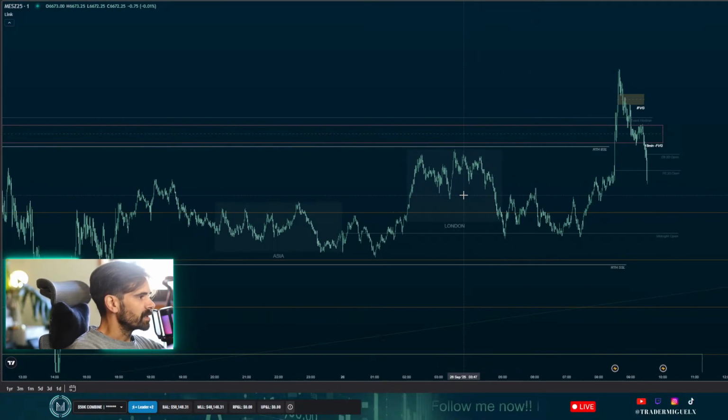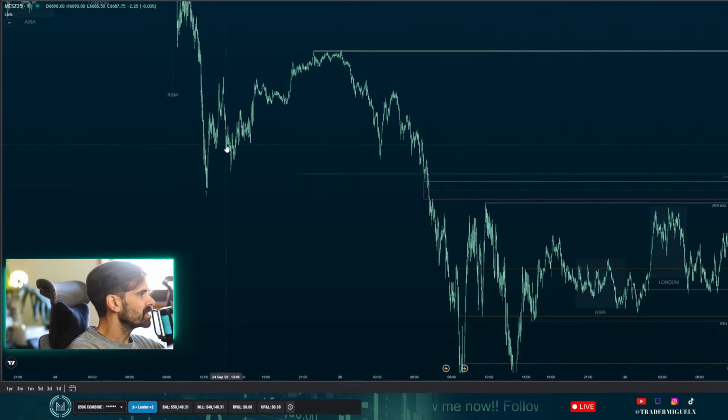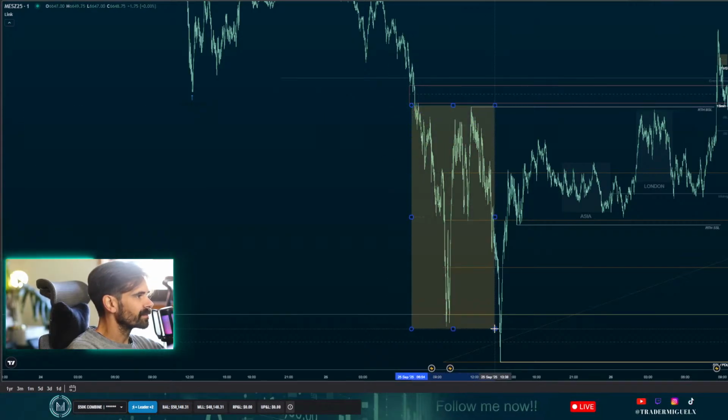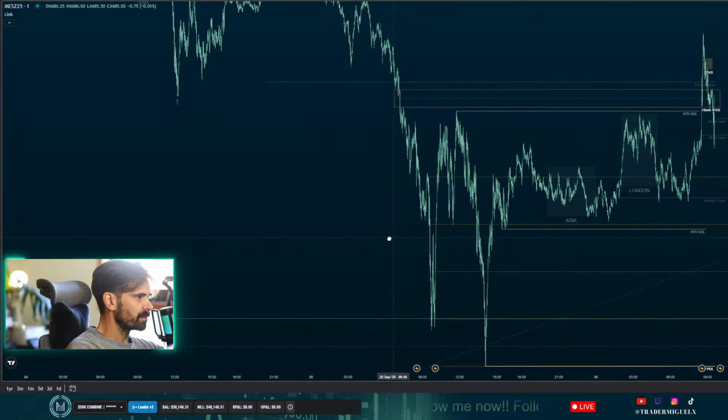Well, yesterday we didn't take any trades. It was a messy day for me. This was the price action from yesterday's AM session. Nothing that I really liked about it, so I decided to stay on the sidelines since the market didn't have any type of direction. And yeah, I decided to stay away from it.